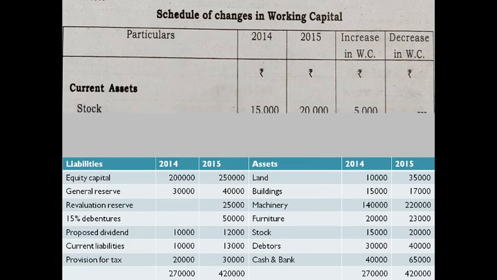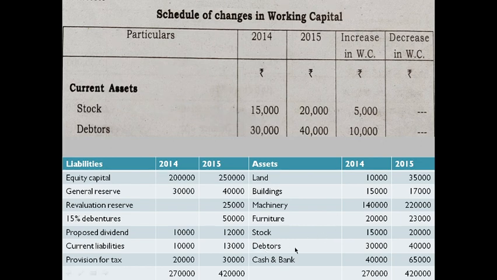So we will write down stock. In the first year it was 15,000. In the second year it was 20,000. So there is an increase in current asset, and we all know the rule: what leads to increase in working capital and what leads to decrease in working capital. Here there is an increase in current asset, so increase in current assets leads to increase in working capital, and remember the difference has to be written in the corresponding column. Since there is an increase in current asset, it is shown on the increase in working capital side, 5,000.